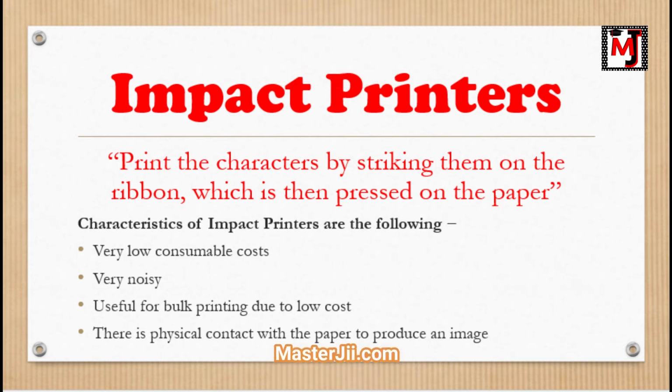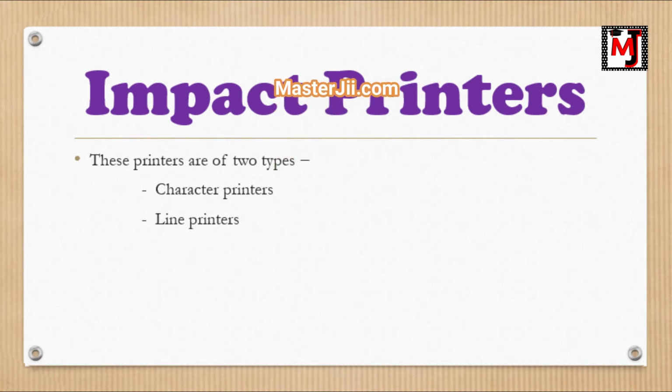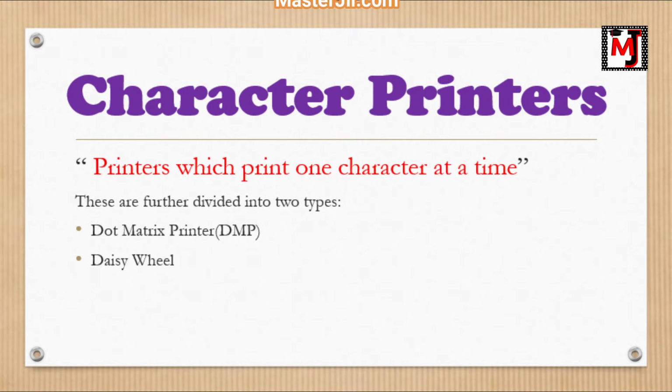And these printers also have two types, that is character printers and line printers. First, character printers. Character printers are the printers which print one character at a time. Yes, one character at a time. These are further divided into two types: dot matrix printer, DMP, and daisy wheel.